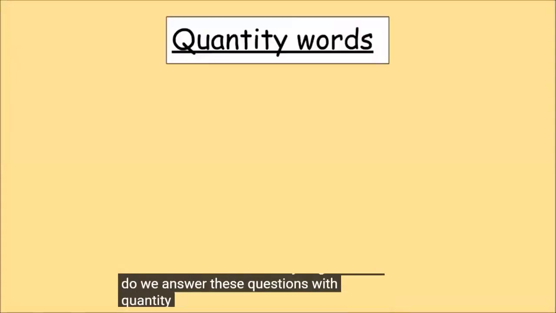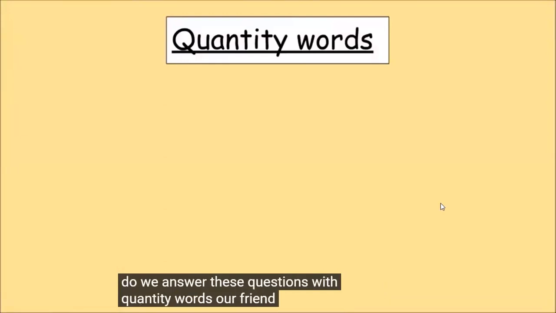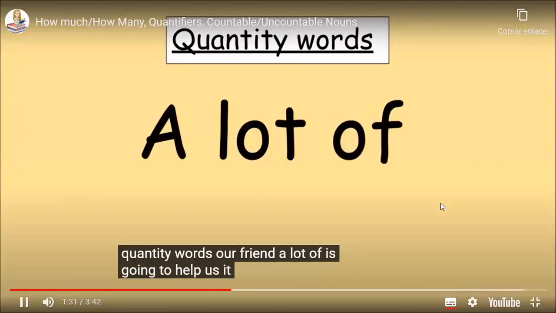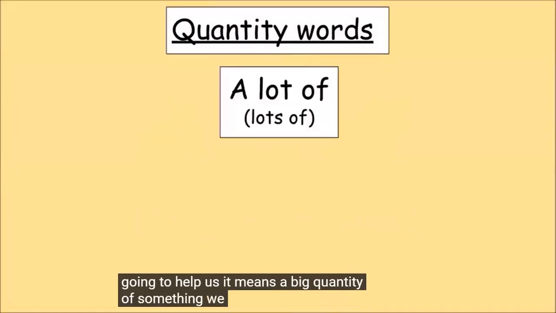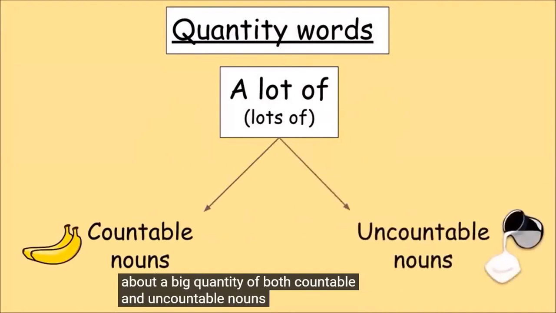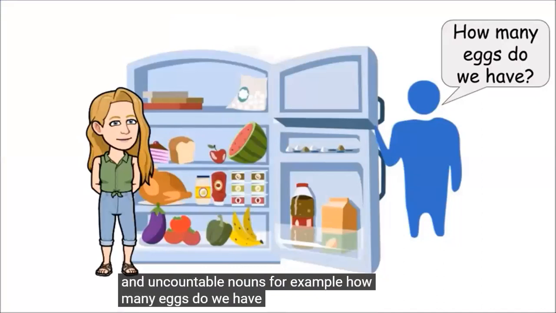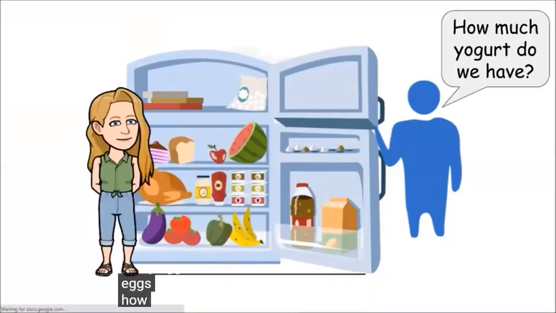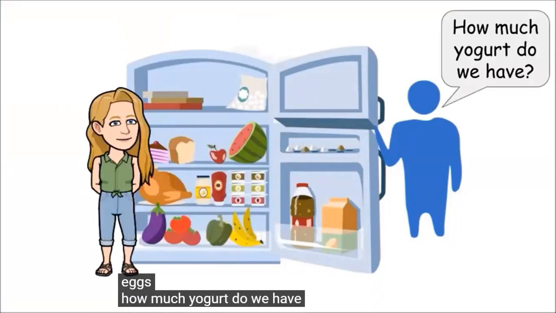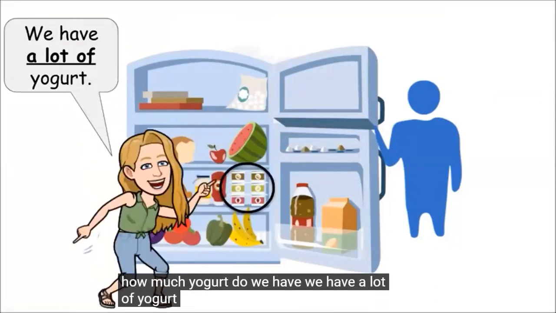So how do we answer these questions? With quantity words. Our friend a lot of is going to help us. It means a big quantity of something. We could use a lot of to talk about a big quantity of both countable and uncountable nouns. For example, how many eggs do we have? We have a lot of eggs. How much yogurt do we have? We have a lot of yogurt.